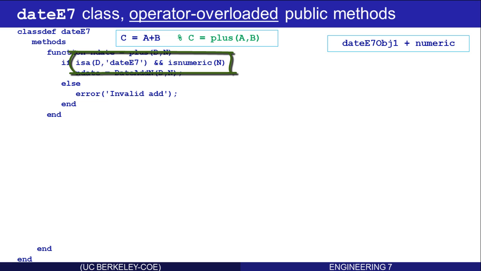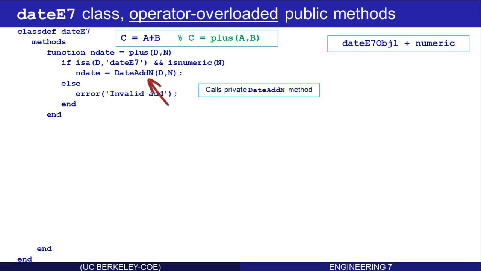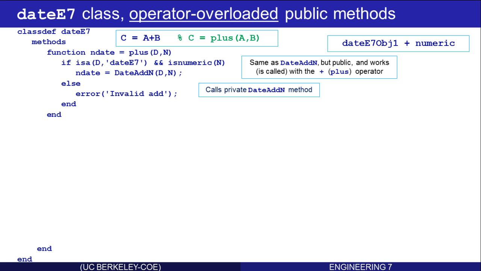There's some checking to make sure that's the case, and then we simply make a call to the private date addN method, which adds integers to dates to return a date. So really this is exactly the same as the date addN method, but it's public and it works. In other words, it's called with the plus operator.